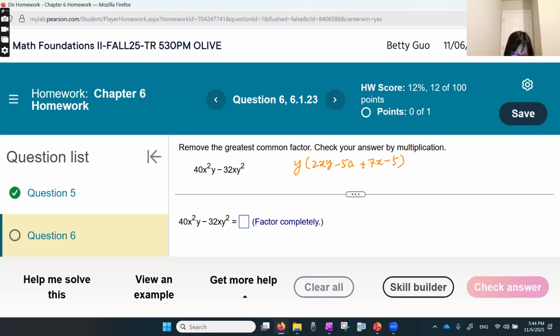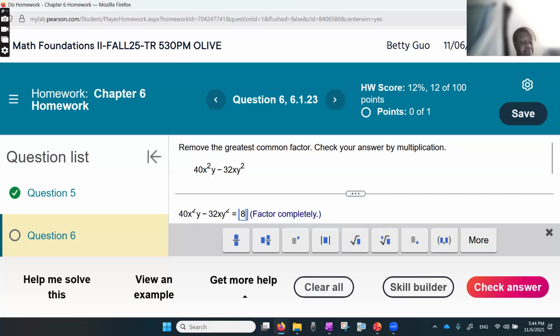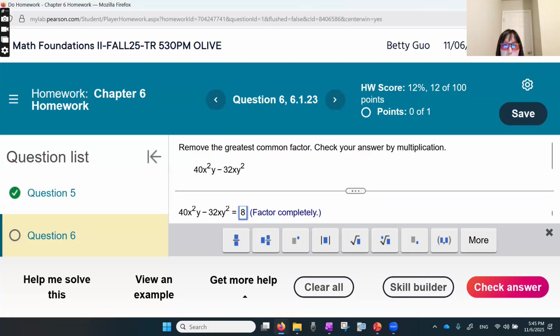Erase that. Okay, so this one's a binomial, right? What's the very first thing to do when we need to factor a polynomial? GCF. Yeah, 40, 32, what's the GCF? 8. 5 times 8 is 40, 4 times 8 is 32, right? So 8. And x squared, x, we have x as a common. Y squared, so y is common. So the GCF is 8xy, right?